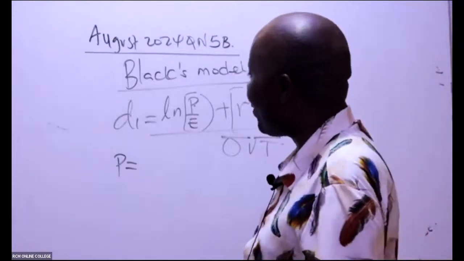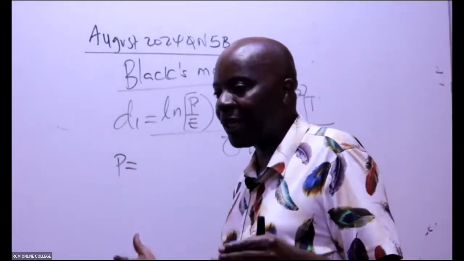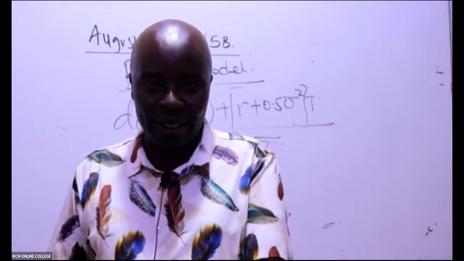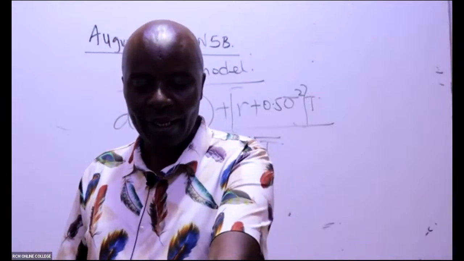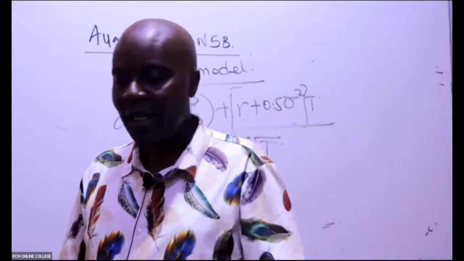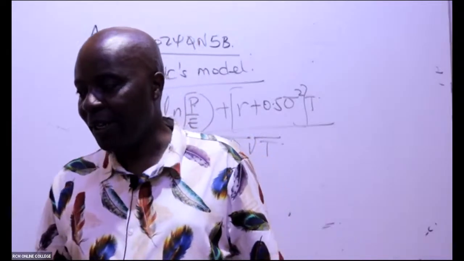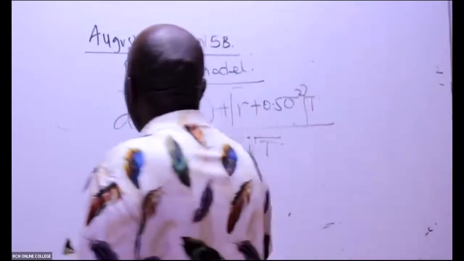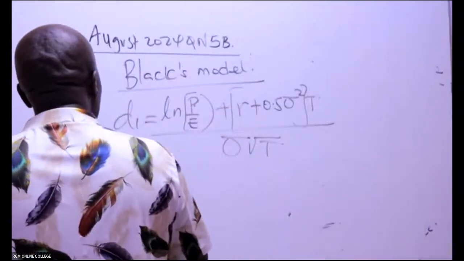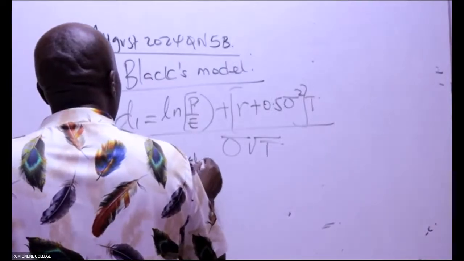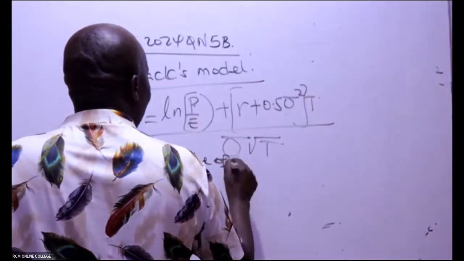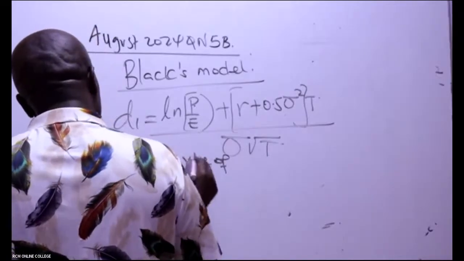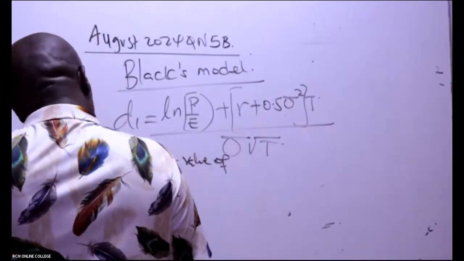P is the spot, but in this case we are dealing with a gigantic project. You can't see a price. There's no price of a share. So remember that this P is supposed to be the present value of the investment.